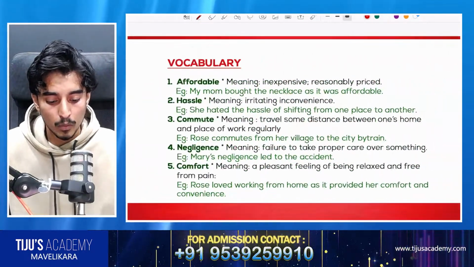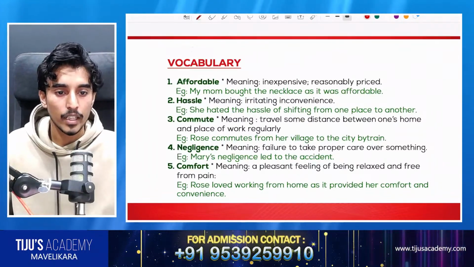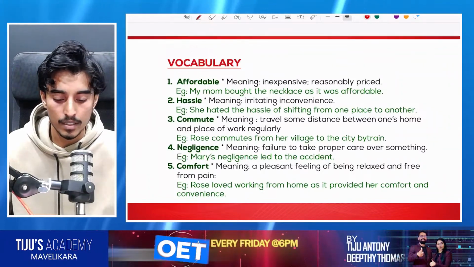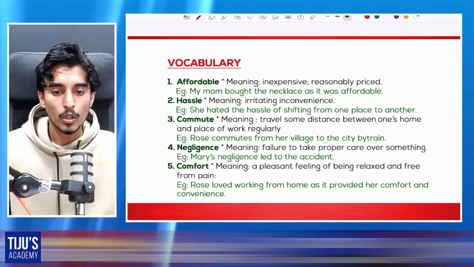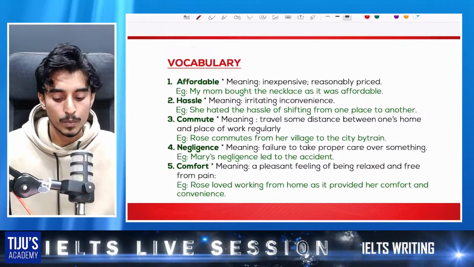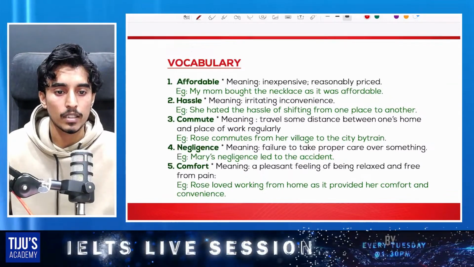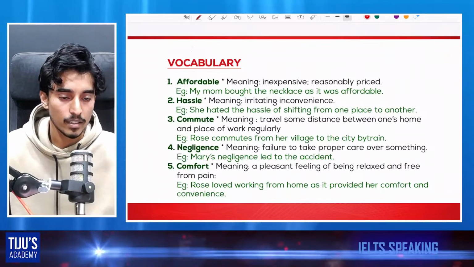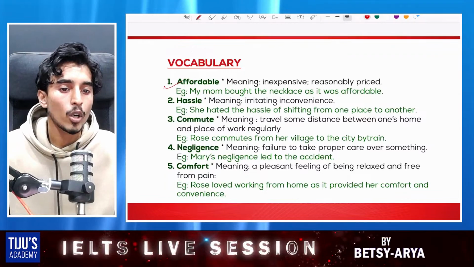Moving on, I will be showing you some vocabulary words that will really help you speak on the topic we have already discussed. The first one is affordable. When you're talking about a means of transport, the first and foremost thing that comes to our mind is affordability, whether that means of transport is affordable or we can easily access it. So affordability is very important.